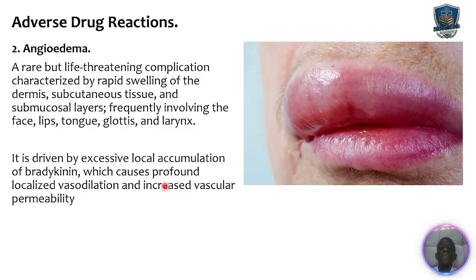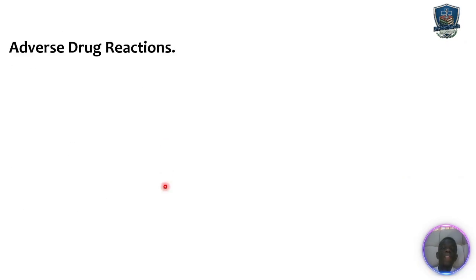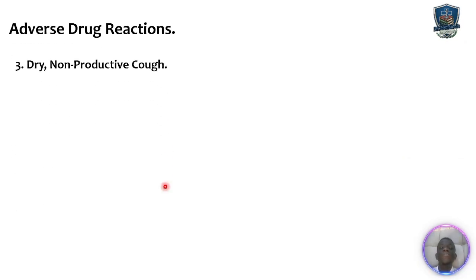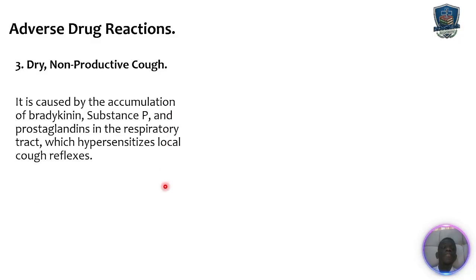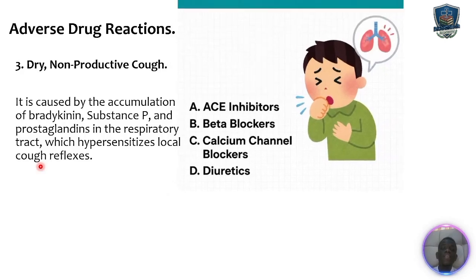When using these drugs, it may increase vascular permeability. And when you increase vascular permeability, you're going to promote a lot of fluid flowing from the intravascular region into the interstitial region, and that leads to edema, as you can see in our diagram. Another impact of having an accumulation of bradykinin is that it may also lead to a dry, non-productive cough. It is caused by the accumulation of bradykinin, substance P, and prostaglandins in the respiratory tract, which hypersensitizes local cough reflexes, as you can see.